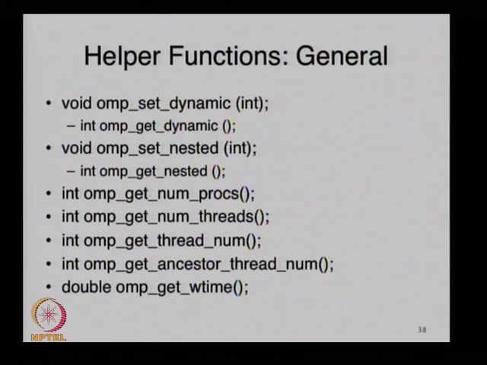We have seen, I believe, most of these function calls earlier. There are many more. I haven't listed them all, of course. These are probably the ones you are most likely to use, including the last one, which tells you the current wall time in seconds. You can enable nesting by saying set nested 1. Get number of processors, get number of threads, get your thread number, and many more.